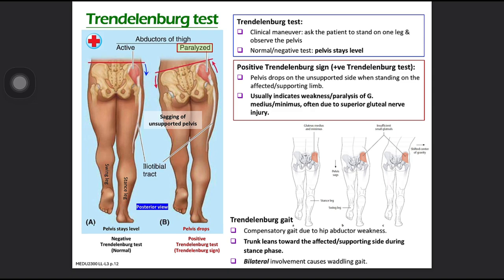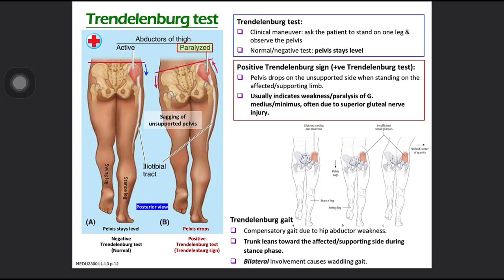What if on the stance leg, the affected side here, this muscle is paralyzed or doesn't work? Because of the hips' weight, you see that the whole buttock is being leveled down, like a sagging of the unsupported pelvis. So these feet here will have a shorter distance to make sure that the swing leg will get enough room to move forward. Okay.